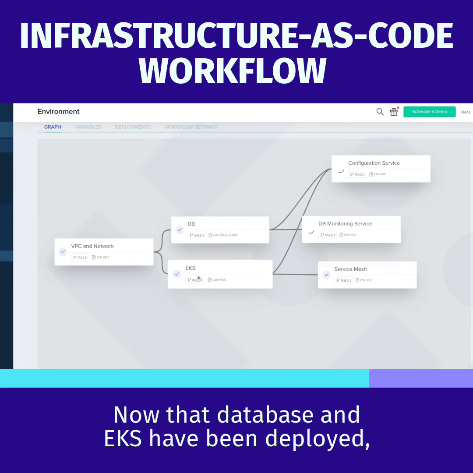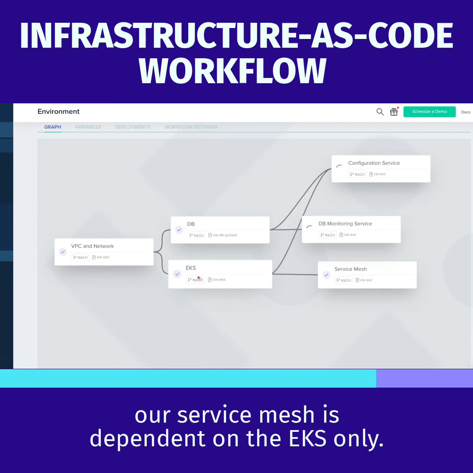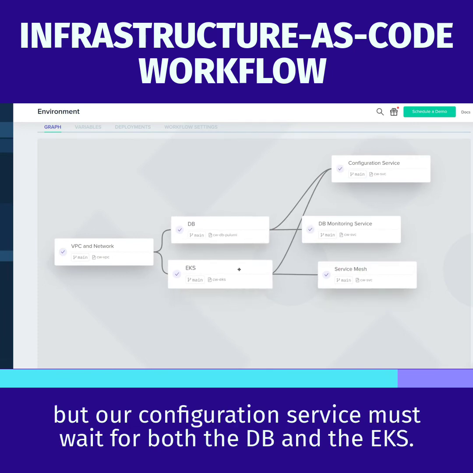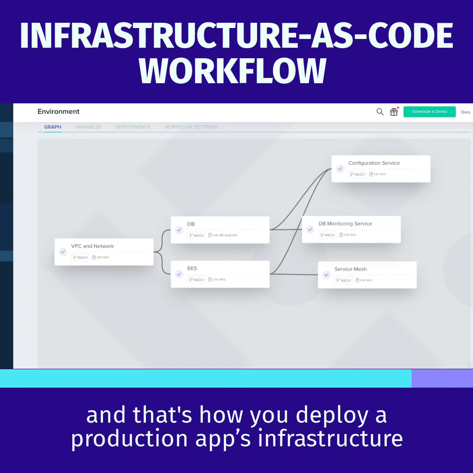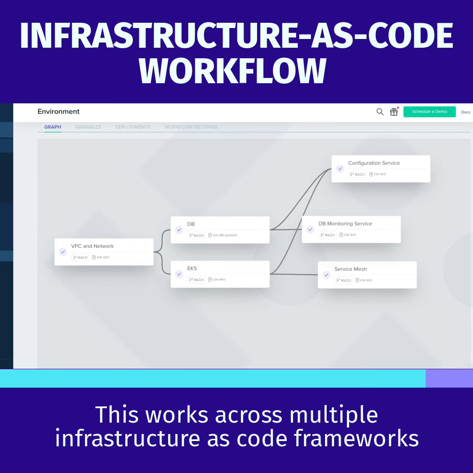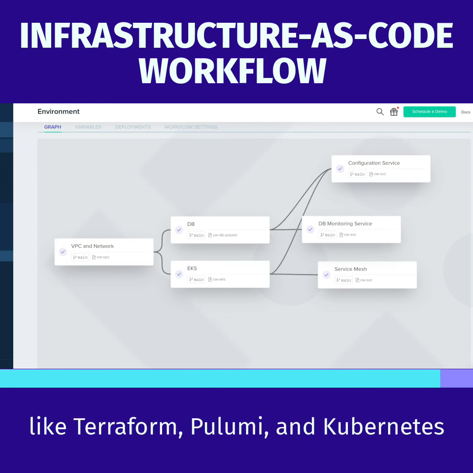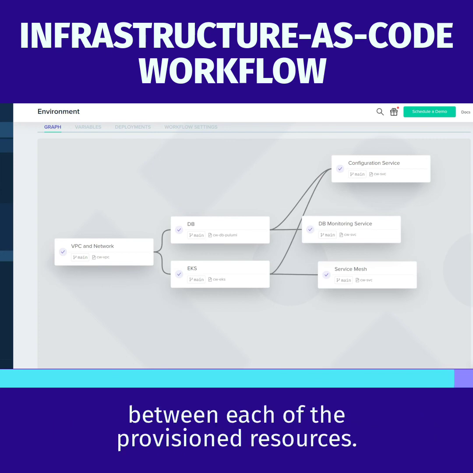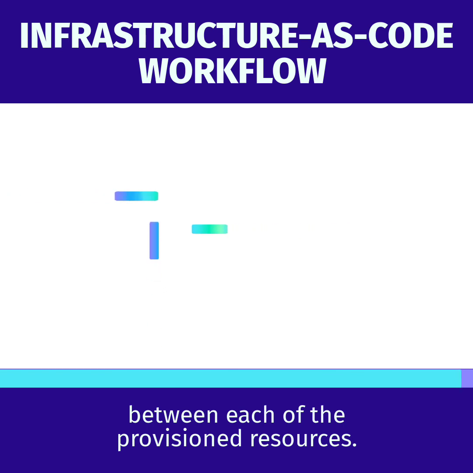Now that the database and EKS have been deployed, our service mesh is dependent on the EKS only. Our DB monitoring service is dependent on DB only, but our configuration service must wait for both the DB and the EKS. And that's how you deploy a production app's infrastructure using env0's workflows. This goes across multiple infrastructure as code frameworks like Terraform, Pulumi, and Kubernetes, as well as automating the dependencies between each of the provisioned resources.